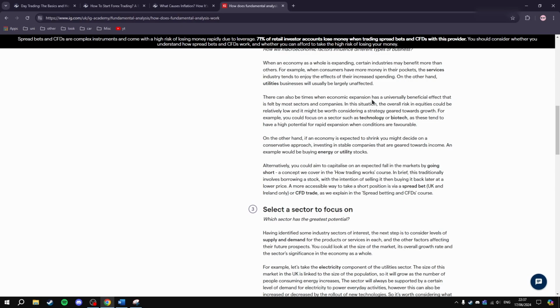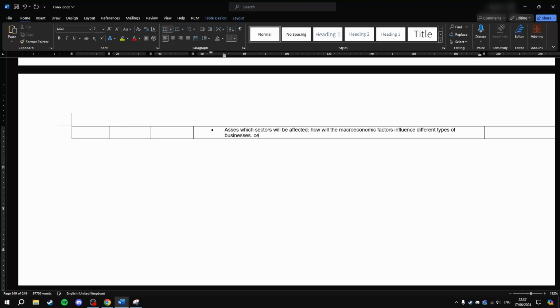Alternatively, you could aim to capitalize on an expected fall in the markets by going short, a concept we covered in the How Trading Works course. In brief, this traditionally involves borrowing a stock with the intention of selling it and then buying back at a lower price. A more accessible way to take a short position is via spread bet, UK and Ireland only, or CFD trade, contract for differences trade, as we explained in the spread betting and CFDs course.